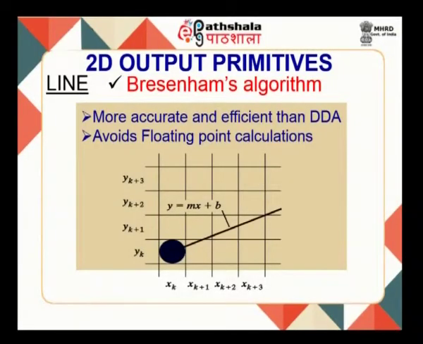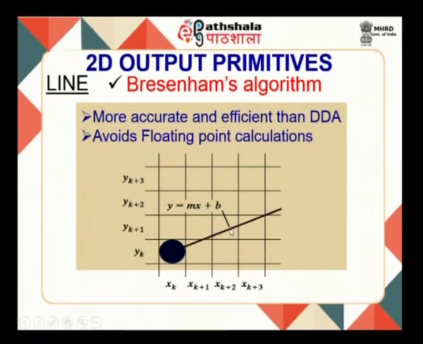To start with, Bresenham is more efficient because it avoids floating point calculations, and so there is no rounding off and no other errors, and it is also more accurate. So, imagine you are given a line whose slope m is less than 1.